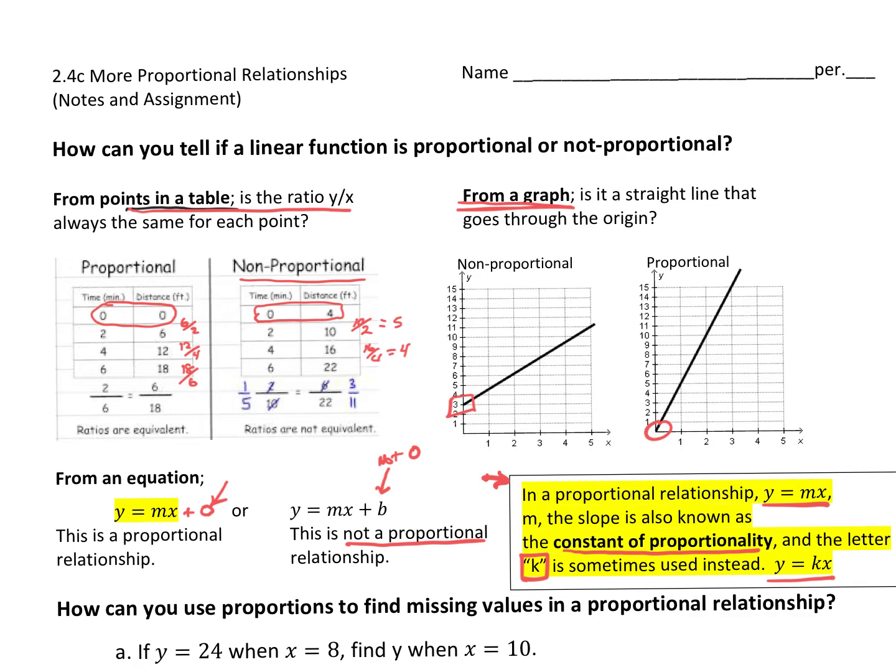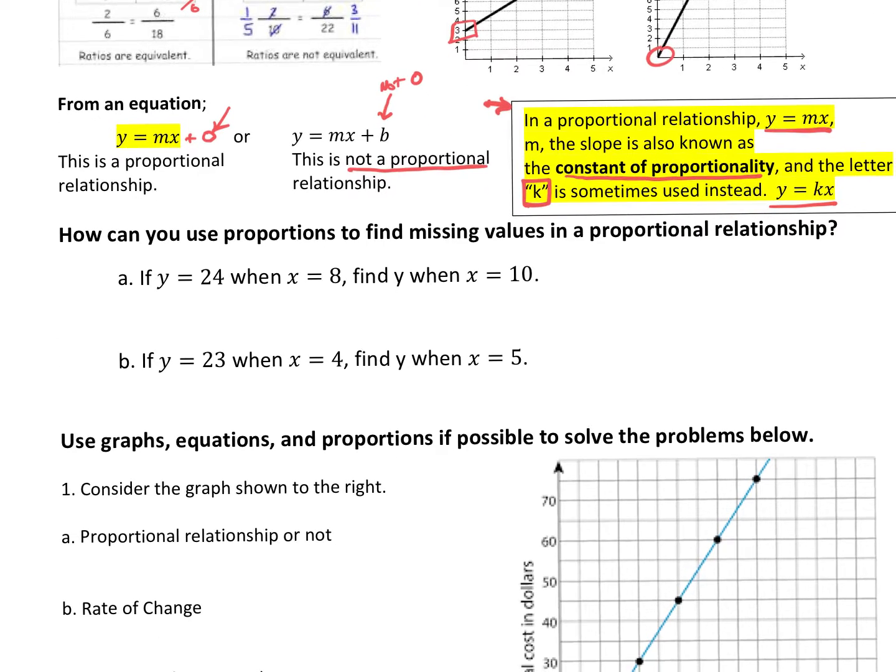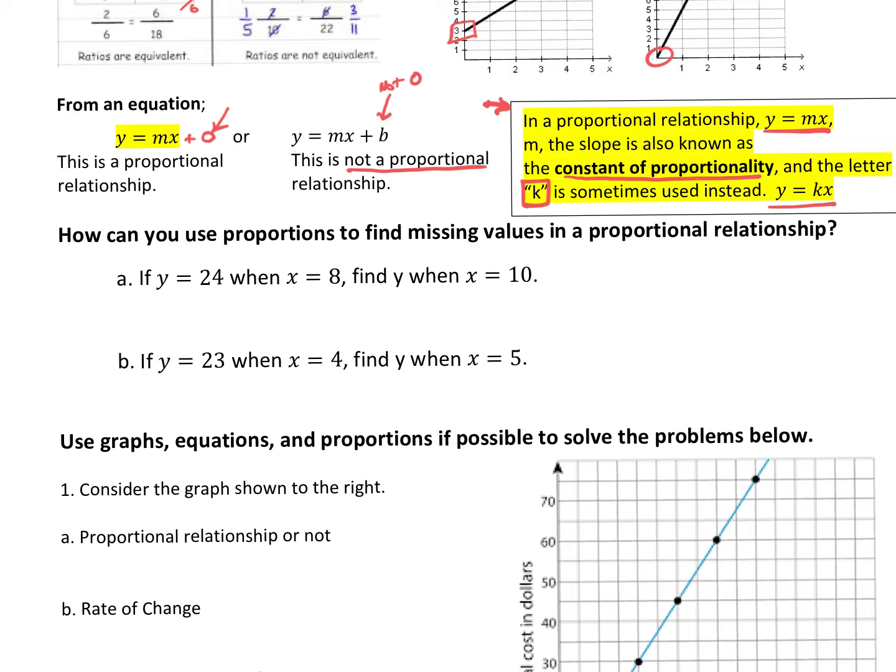Now, on this next little part here, you have to actually solve these problems. I didn't give you any clues on that except to use proportional reasoning to do that. So we're going to do it like this. If y is 24 when x is 8, we're going to write the ratio, 24 over 8. That's the y, that's the x. And that's got to be equal to this y, which we don't know, over this x, which is 10.